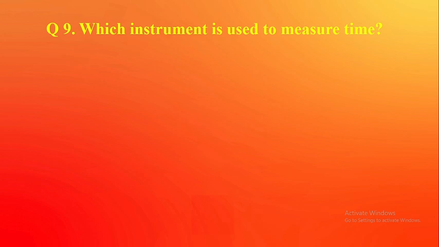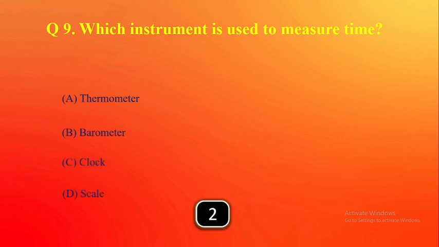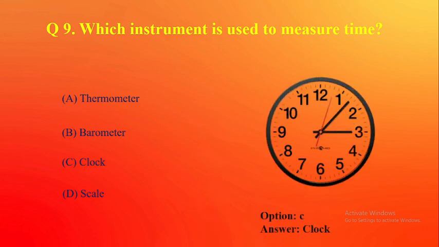Which instrument is used to measure time? A. Thermometer, B. Barometer, C. Clock, D. Scale. Here is your correct answer. C. Clock. Here is your 10th question.